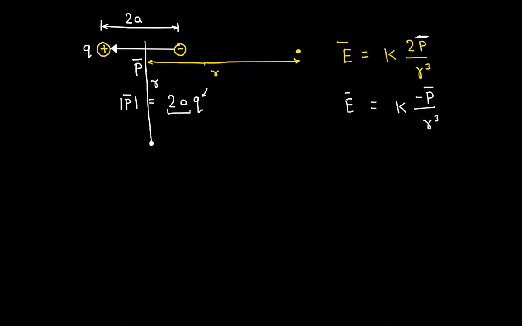So you can see here, it is like a magnetic dipole only, or a magnetic dipole is like an electric dipole. So instead of K, you write mu naught by 4 pi. Instead of P, you write the magnetic dipole moment. The formula is the same. So the exact same formula is there. So if you remember one, the other you can easily remember.